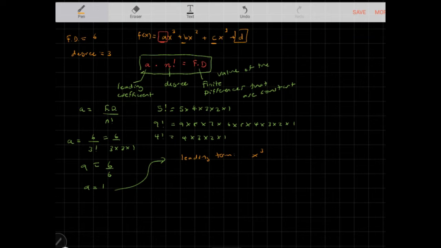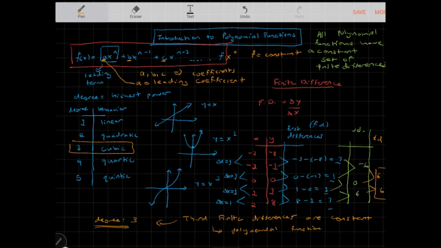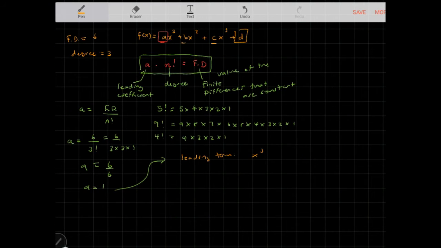So once again, polynomial functions have constant finite differences. Whichever finite differences are constant will reflect the degree of the function. By knowing the degree of the function, we can figure out a general aspect of its shape. Now we'll consider some other properties of polynomial functions, specifically their end behaviors.